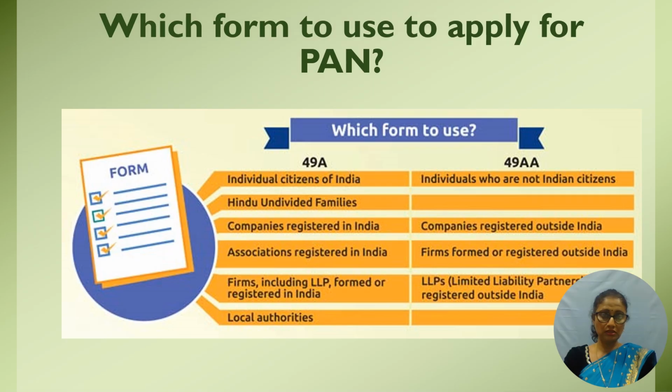So the question arises, how can we apply for PAN? For Indian citizens or a resident HUF or a resident company or any resident person who wants to apply for PAN, he has to apply on form number 49A. However, a foreign national who wants to apply for PAN can apply on form number 49AA.